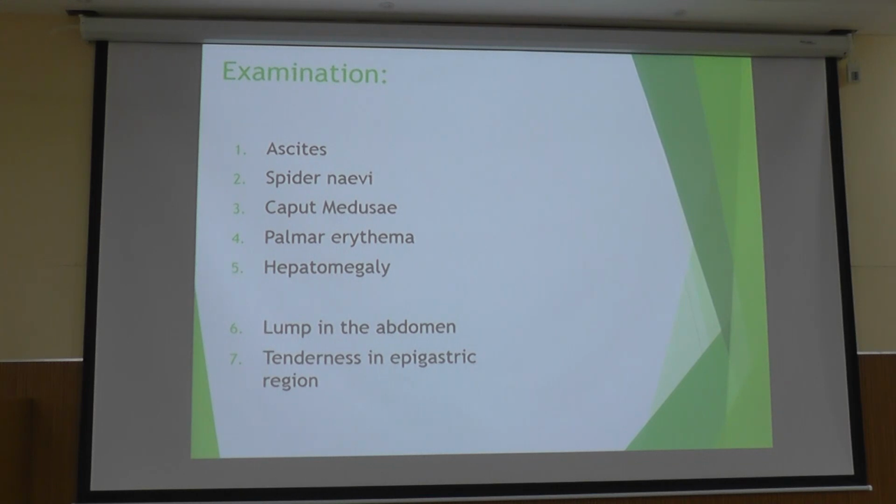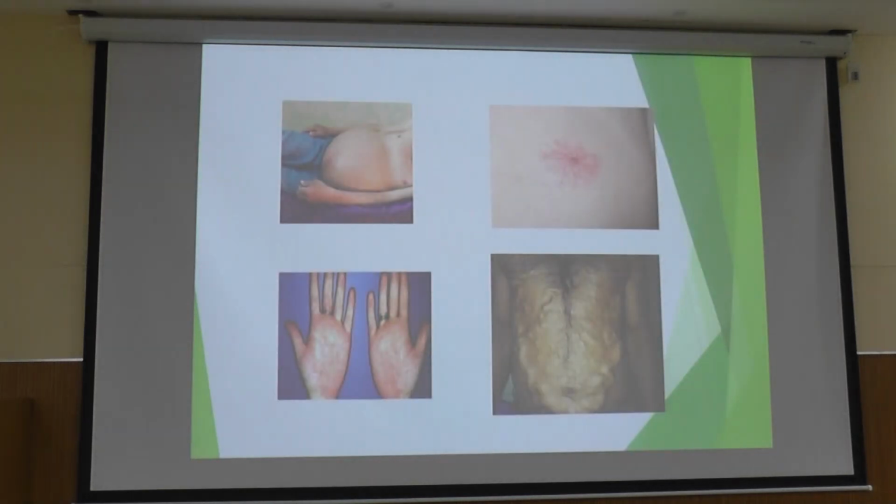Coming to examination, we look for ascites, spider nevi. That's where you can see the enlarged capillaries. Then caput medusae, as she said, due to portal hypertension, we can see the enlarged veins near the umbilicus. Then hepatomegaly, as in any liver involvement, there will be hepatomegaly. These are the previously said signs. That's arthritis, spider nevi. This is caput medusae. That's palmar erythema.